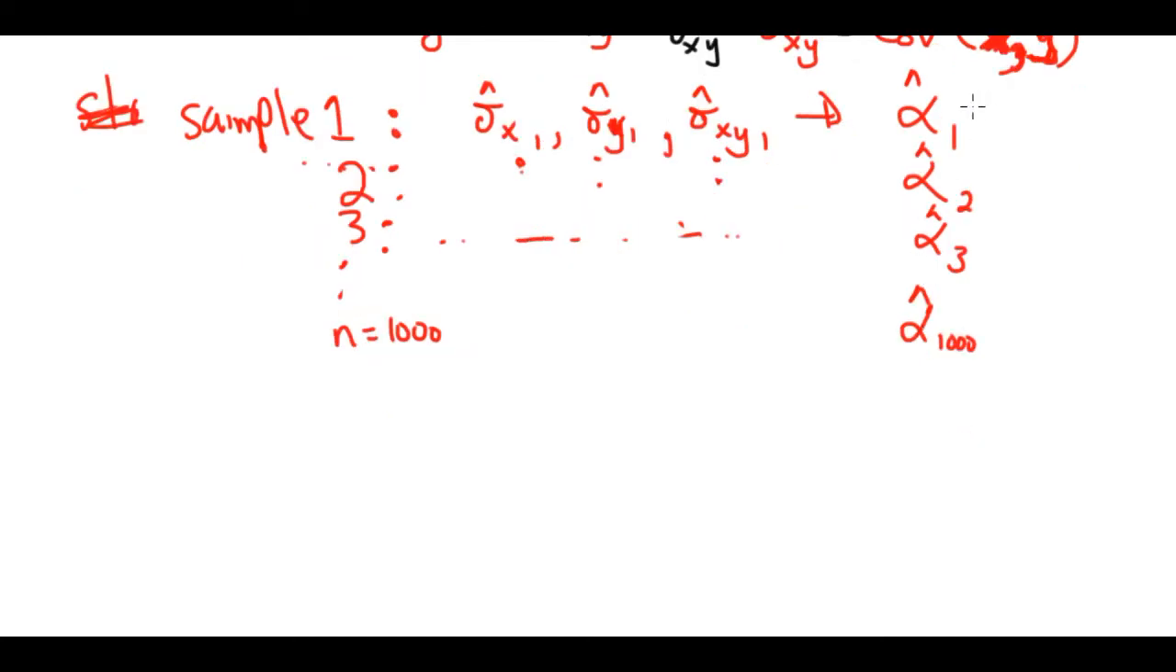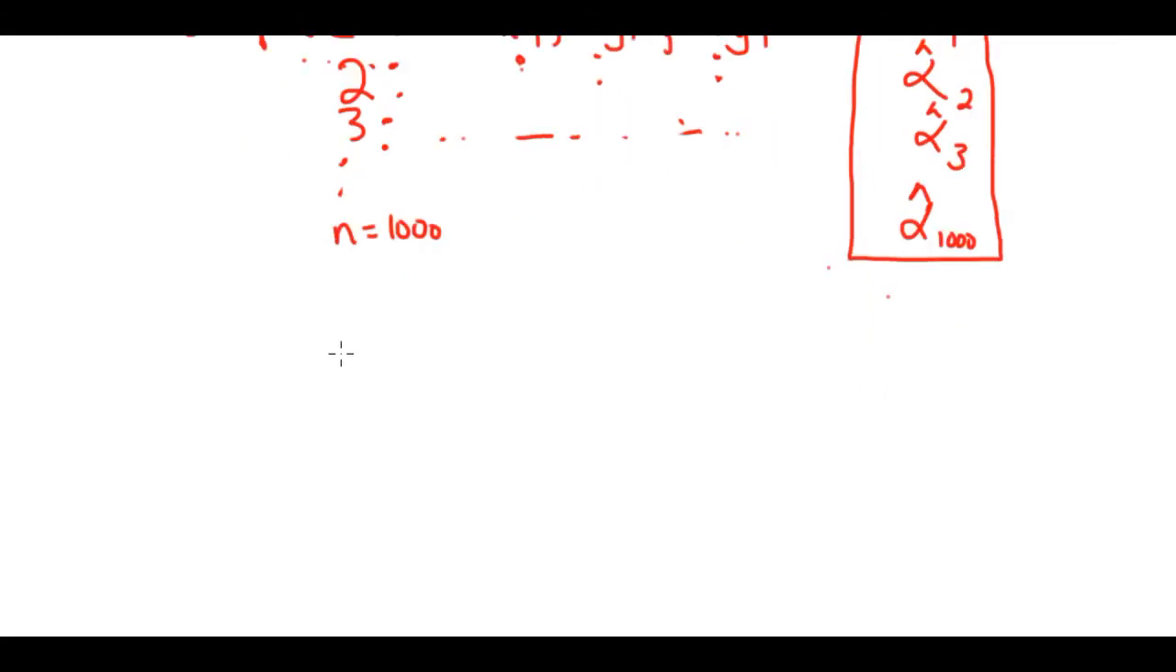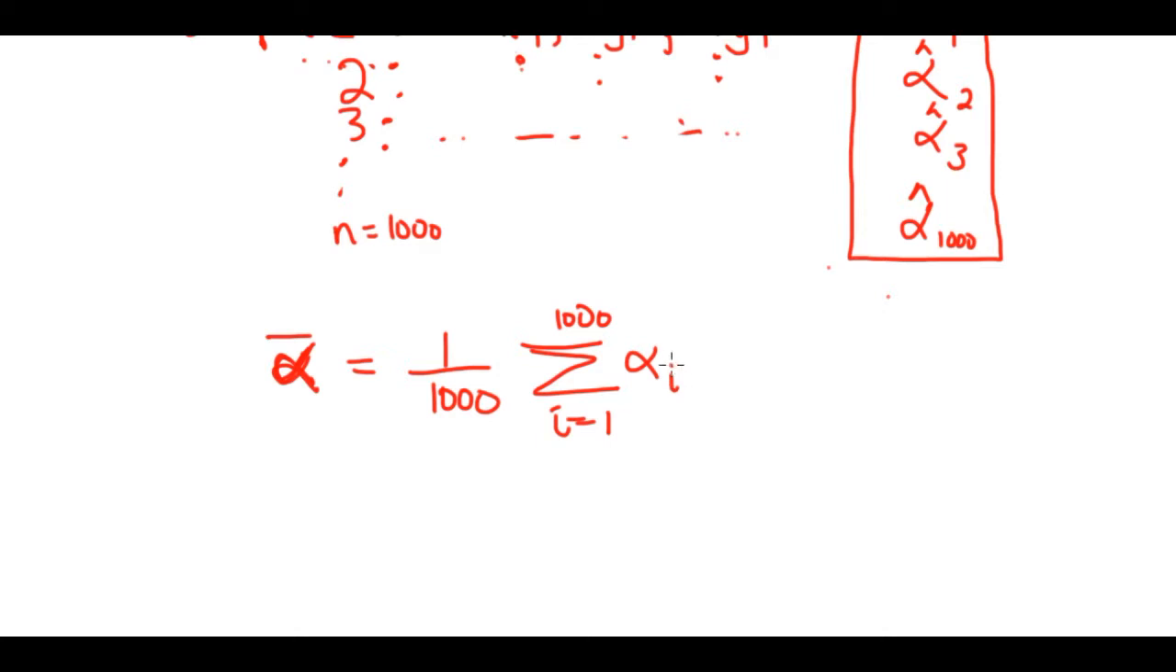And what we can do now is say, okay, what is the average of these fractions? We add up all the alphas that we got and divide by 1000. So the ultimate estimate for alpha is just 1 over 1000 times the summation from i equals 1 to 1000 of our alpha i estimates. Basically, we just get the mean of the estimated alphas.